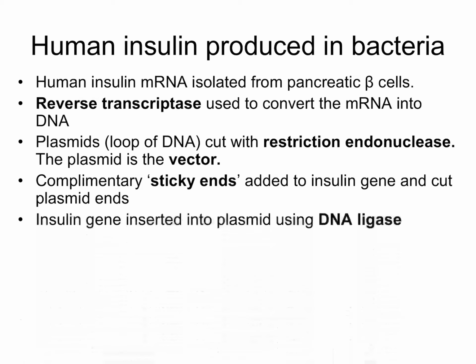Okay, then the human insulin gene needs to be secured in place within the plasmid, and they use an enzyme called DNA ligase. This is the same enzyme that is used to join up the Okazaki fragments in DNA replication. So that DNA ligase seals the phosphodiester bond and makes the DNA a whole piece. So that's what DNA ligase does.